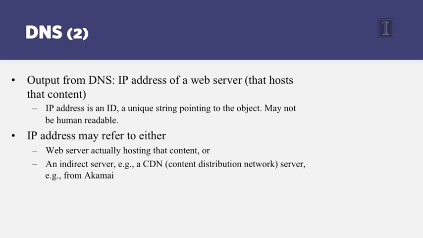Now, the IP address might refer to an actual web server, a unique web server that hosts that content, so that now your client browser can send a TCP and HTTP request to that server, or it might refer to an indirect server or even a group of servers, such as in a content distribution network, such as from Akamai. The final thing about name resolution systems is that they can be chained. So the ID or the address obtained from one name resolution system can be given as a name to another name resolution system, and that can return a different address, and so on and so forth. And you can keep doing this until you reach your final object itself.